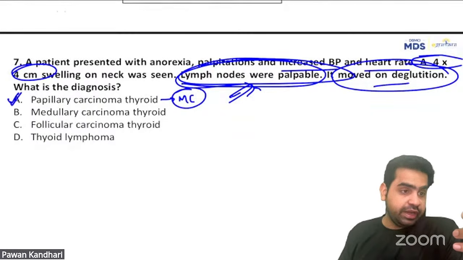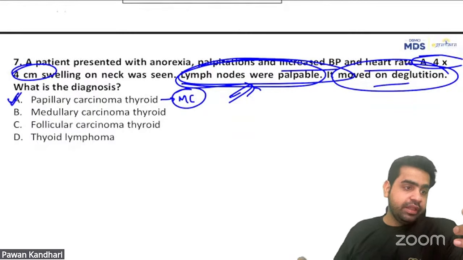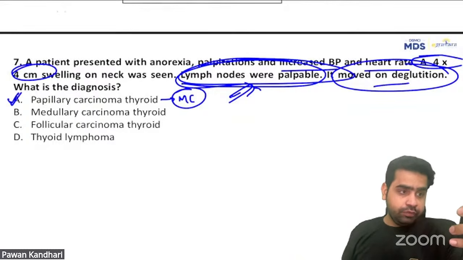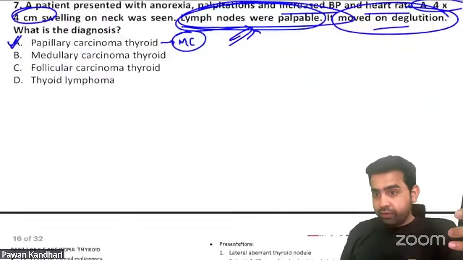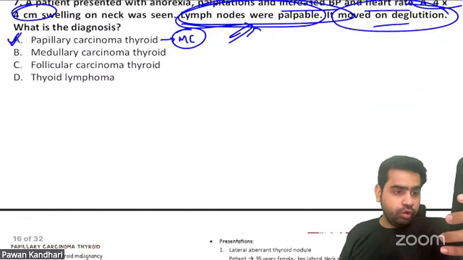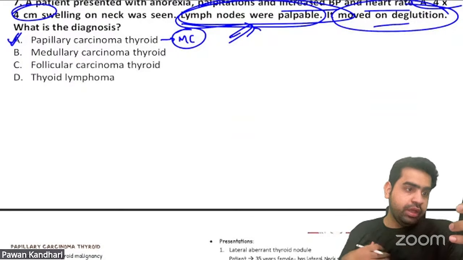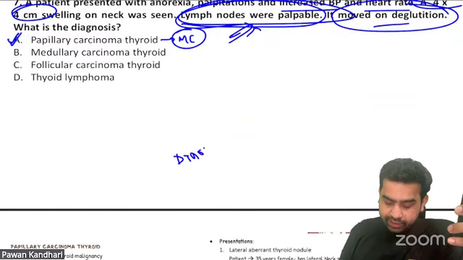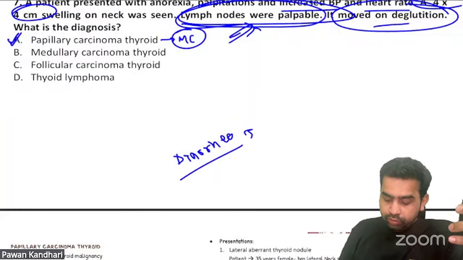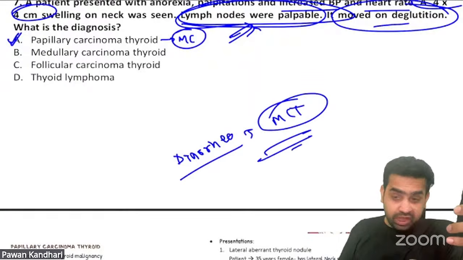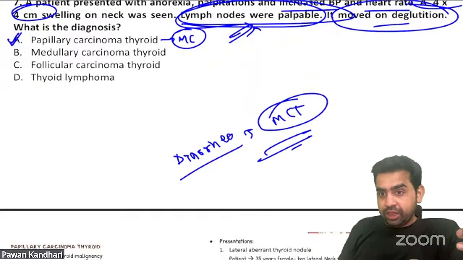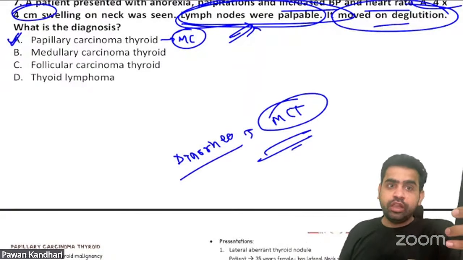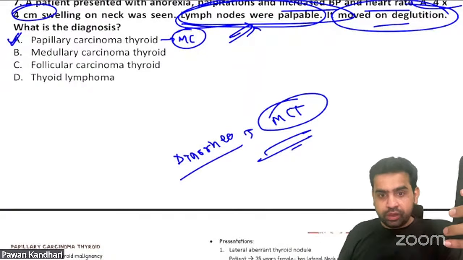Somebody is writing in the chat that diarrhea was there in the options. If it was there, then yes, medullary will be the answer. But whatever I have talked about, diarrhea was not mentioned. That's what I got to know. If diarrhea was mentioned, then medullary carcinoma thyroid, no doubt. I don't know, you are the best judge. If diarrhea was mentioned, then medullary carcinoma thyroid. If diarrhea was not mentioned, then it is a papillary carcinoma thyroid. I hope you understand this particular point, guys.